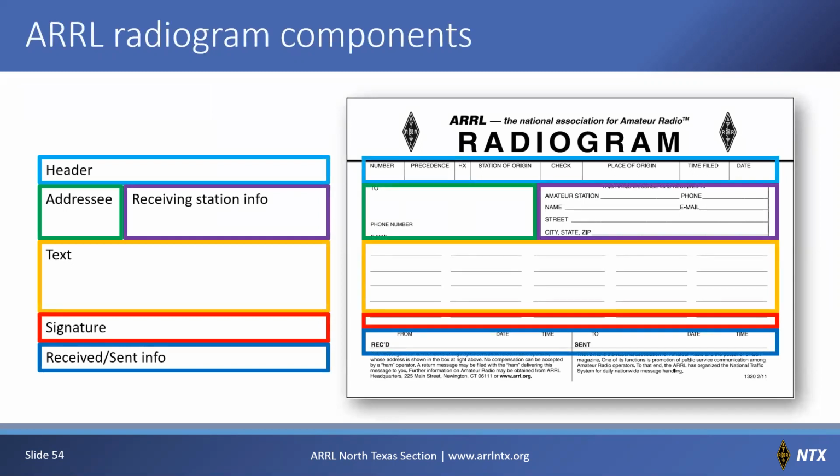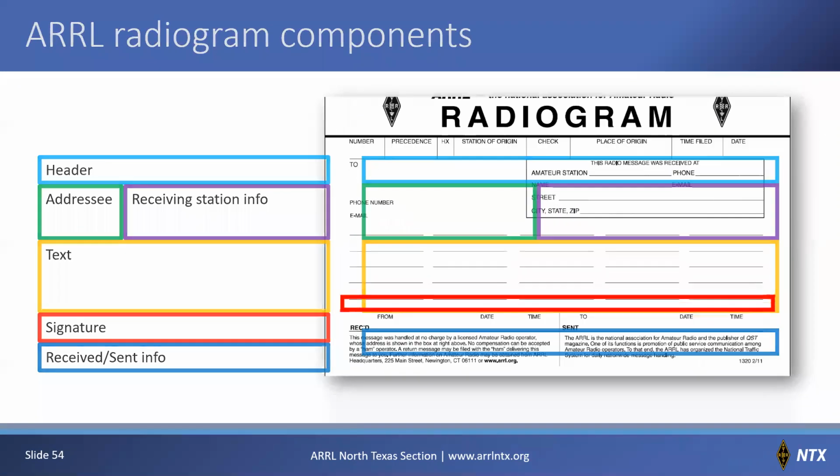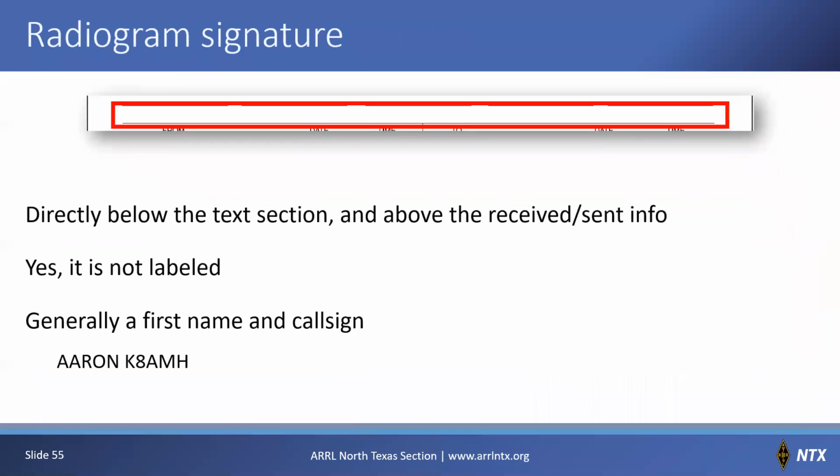That's it for the text. The next part is the signature. Starting to get into the home stretch. This is directly below the text. Yeah, there's no label there, but this is where it goes. And usually it's your name and your call sign if you're a ham. So in my case, Aaron, amateur call, Kilo 8 Alpha Mike Hotel.